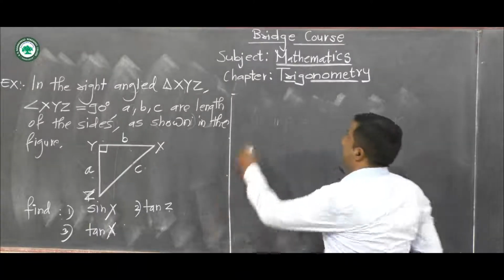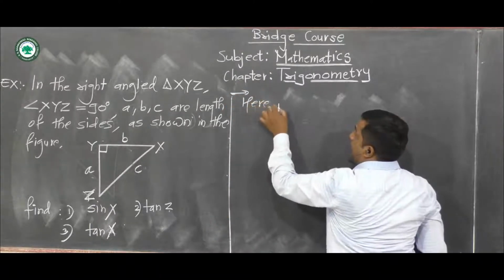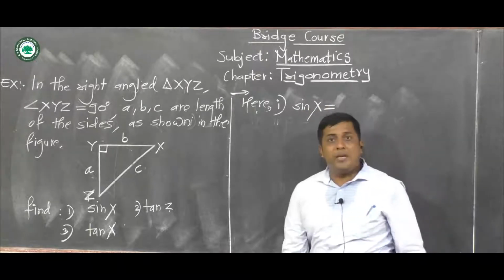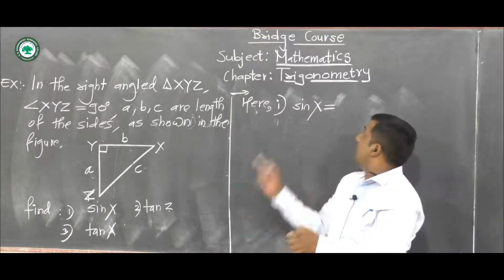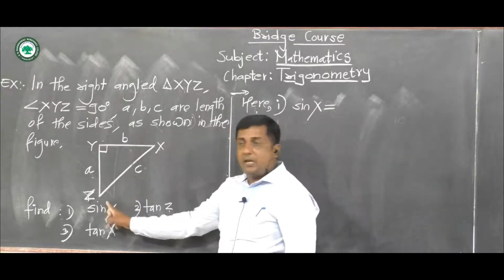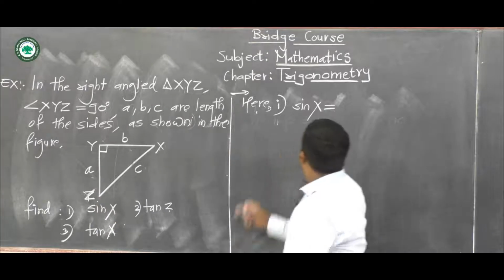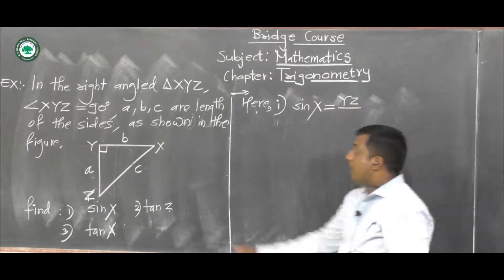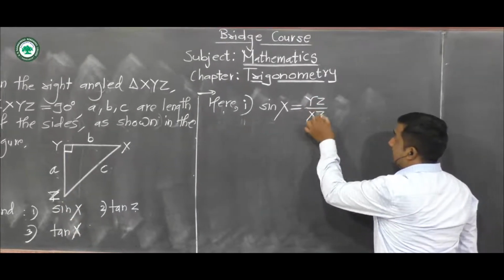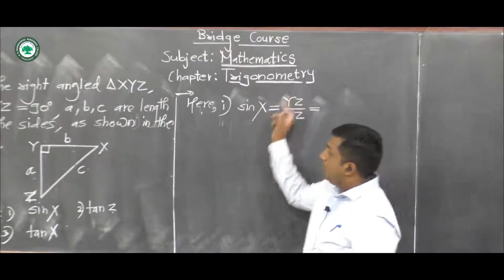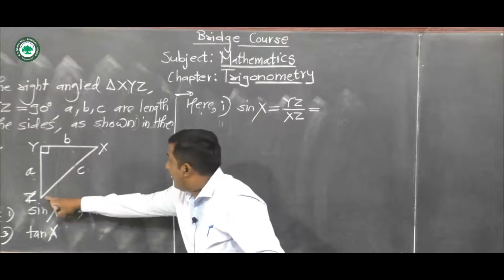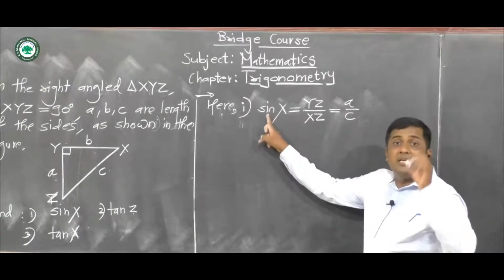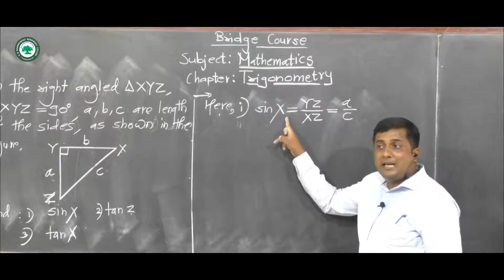Okay, so here in the solution we go with first point. Here first is sin X. Okay, here for sin X we consider the opposite side of angle X and the hypotenuse. Hypotenuse is XZ. Here for angle X opposite side is YZ, so this is equal to YZ upon hypotenuse XZ. We know here YZ is A and XZ is C, so here ratio is A upon C. Here A upon C is for the sin ratio, that is for sin X.